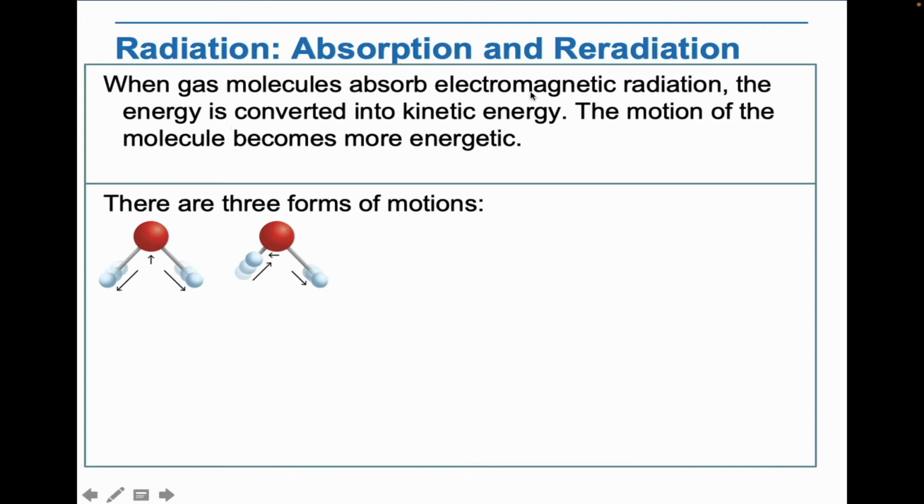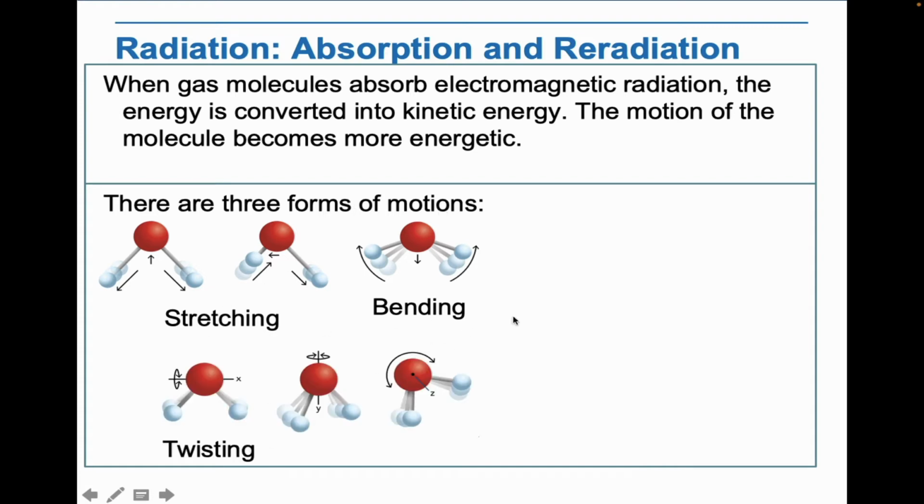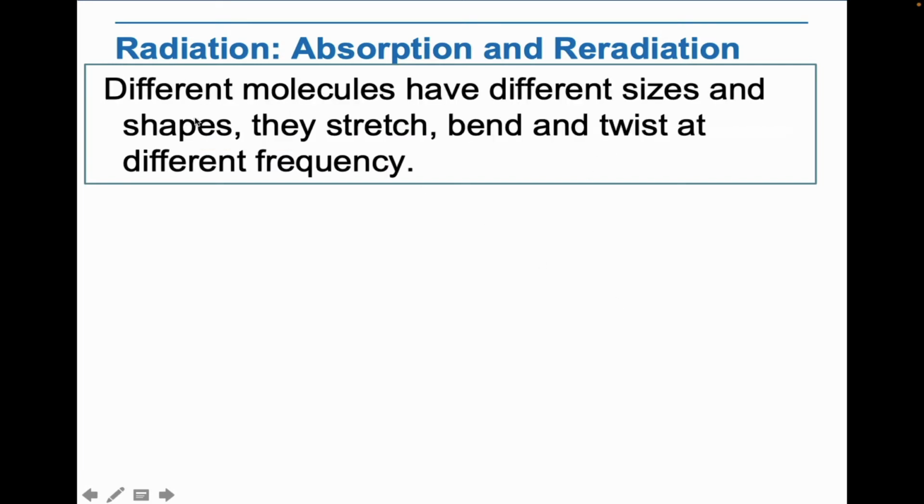Now, when a gas molecule absorbs electromagnetic radiation, the energy is converted into kinetic energy, and the motion gets more and more energetic. There are 3 forms of motion: stretching, bending, and twisting. Of course, different molecules have different sizes and shapes, and they stretch, bend, and twist at different frequencies.